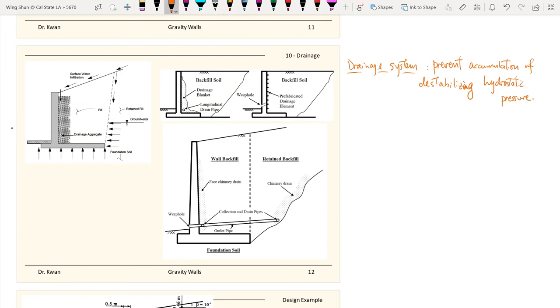And the Federal Highway Administration has a requirement that the backfill material needs to be less than 15% fines. So if you have fines, a little bit of it on site is fine, but make sure you only have a small portion of your fill overall.